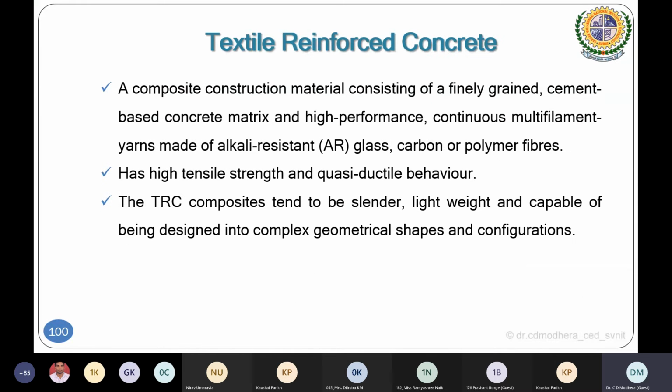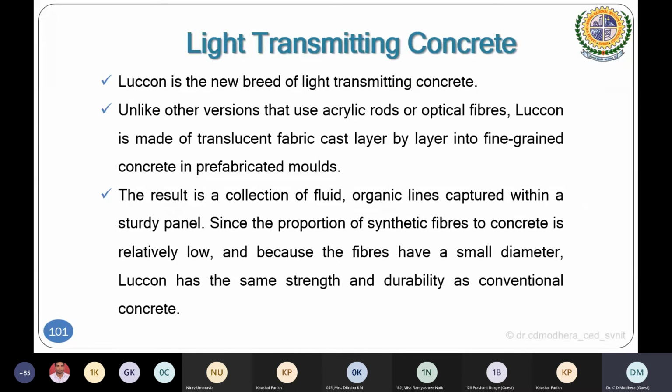Heat sensitive concrete. People are now working on this in Surat and even Chennai, or research is going on. That is textile reinforced concrete, a composite construction material consisting of a finely grained cement-based concrete matrix and high-performance continuous multi-filament yarn made of alkali resistant glass, carbon or polymer fibers. So this is one of the composites. It has high tensile strength and quasi ductile behavior. The TRC composites tend to be slender, lightweight, and capable of being designed into complex geometrical shapes and configurations.